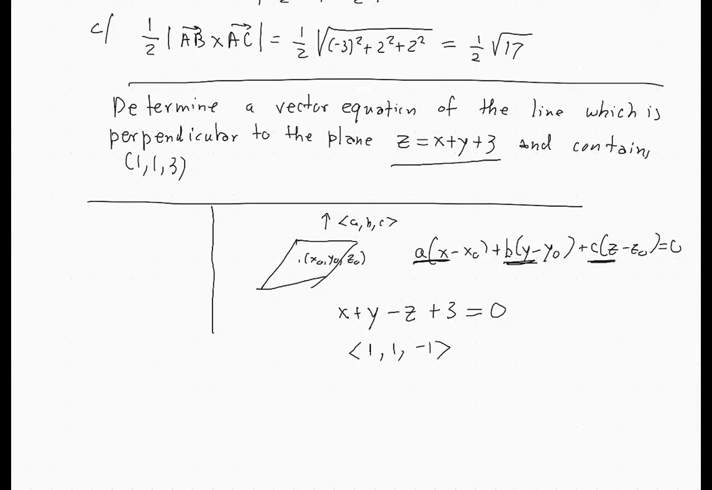Now, you have a line which is perpendicular to the plane, and hence it's going to be parallel to any vector which is normal to the plane, which means that this vector is parallel to the line. It's a direction vector for the line, in other words.